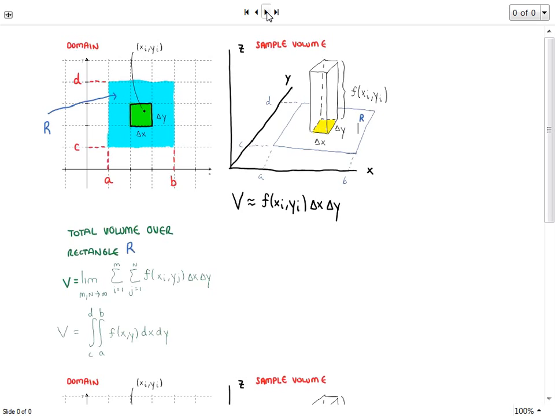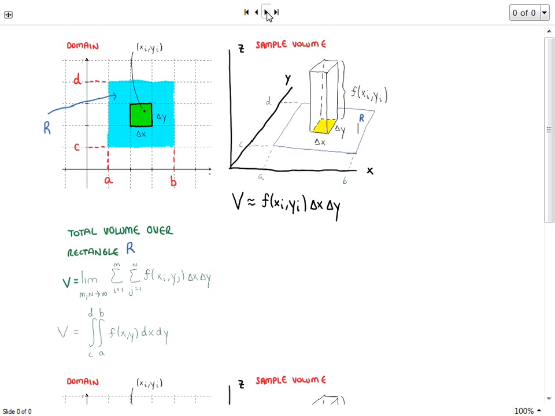So now all we need to find the volume of it, if we know the length and the width, or length and height, however, whatever I said, we just need to know how high it is, right? And the height of it is the function's value at that point. Now the point that I picked in here had an X and a Y, so we call the point xi and yi. Plug that xi, yi into the function, and we get a height. Yes?